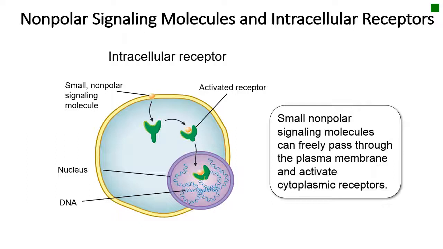Steroid signals are good examples of small, nonpolar signals whose receptors are found inside the cell. The majority of signal intracellular receptor interactions lead to changes in gene expression by entering the nucleus after binding, as shown here in the picture.